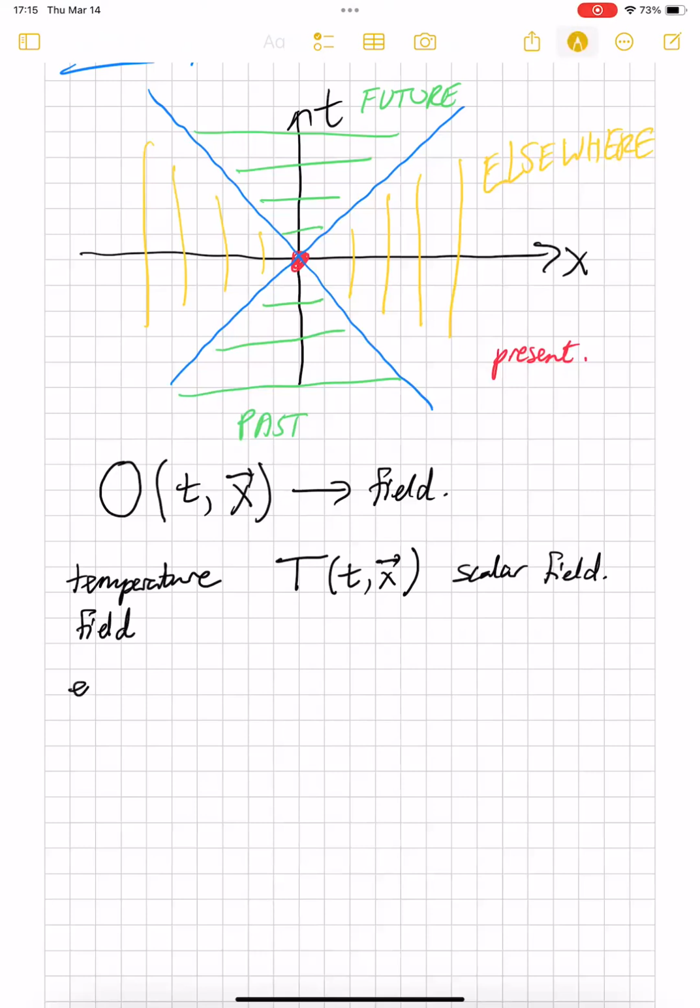Now, fields don't just have to be scalar fields. We could, for example, consider the electric field. And for the electric field, we typically write E. We put an arrow on top to denote that it is a vector, E of t, comma, x. And this is an example of a vector field.